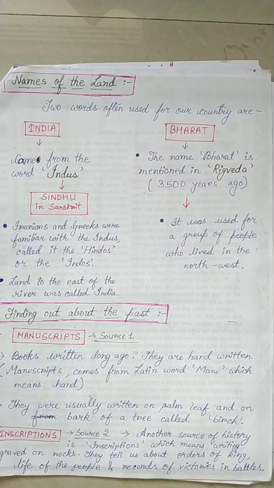What are inscriptions? Another source of history is inscription, which means writing engraved on rocks. What is engraved? It means carving or cutting words in a hard surface. Inscriptions tell us about the orders of kings, lives of the people, maybe kings or common people or farmers or herders, and records of victories in battles. Each and everything was recorded as inscription.